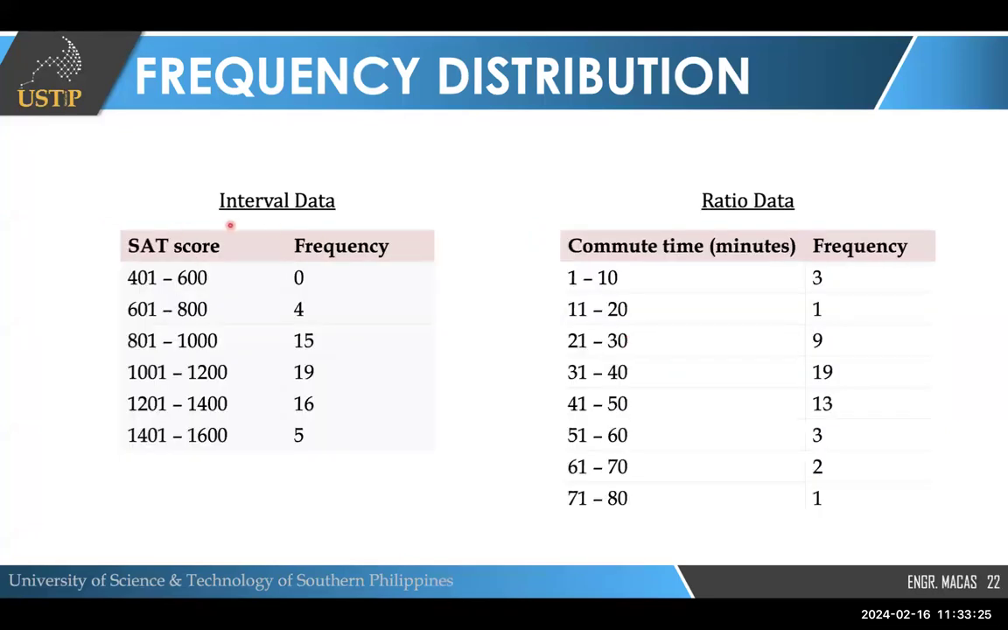Okay, let's go to interval data. This is an example from earlier during my discussion on interval scale, the frequency distribution table. For ratio data, for example, commute time in minutes. Of course, it's the same as interval data, you can see that it is still in intervals. Okay? And then, measure or count the frequency of each interval.